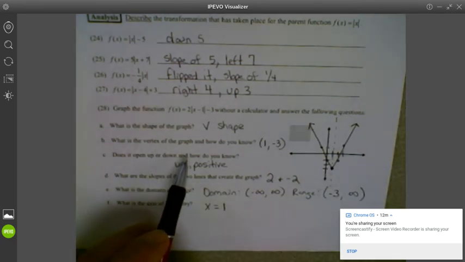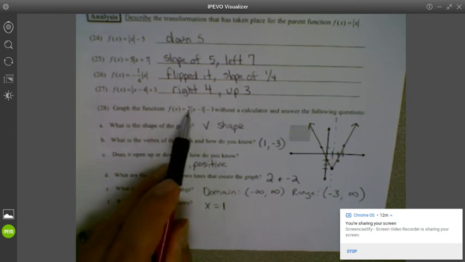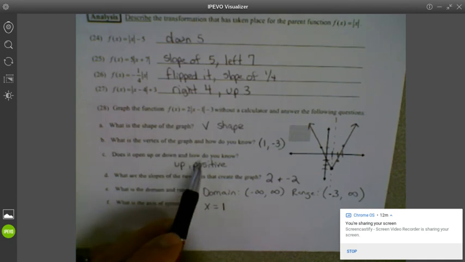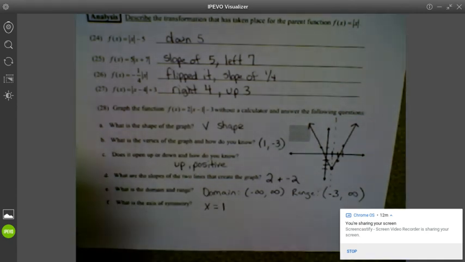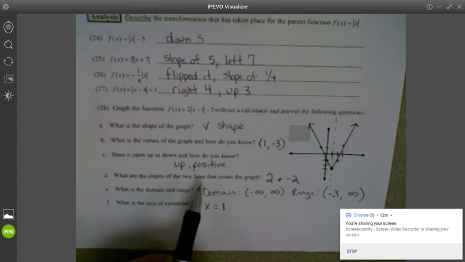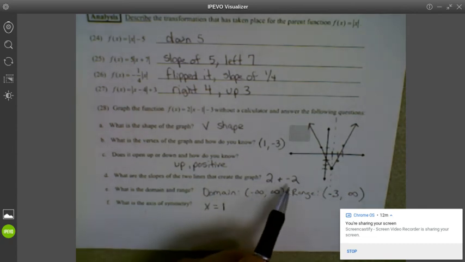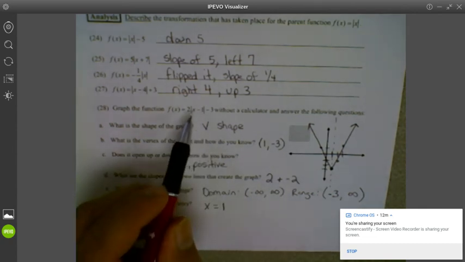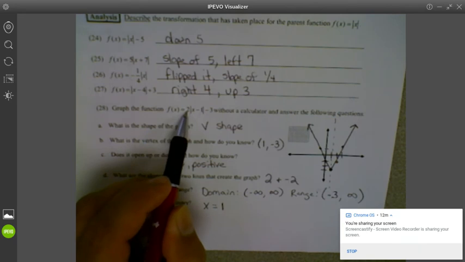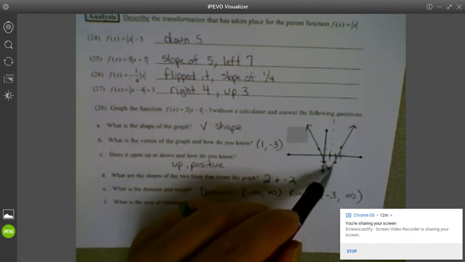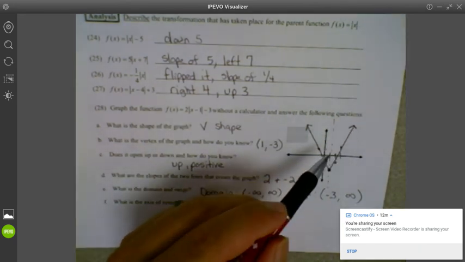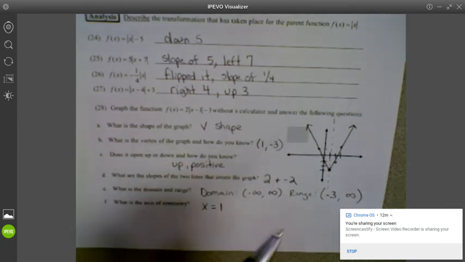This point here is positive 1, negative 3. Does it open up or down? And how do you know? It opens up because we have a positive slope here. We have a positive number in front of the absolute value. If we would have had a negative, it would flip it and it would open down. What are the slopes of the two lines that create the graph? That comes from the number in front, right? So the slope of 2 means you go up 2, and this one means you go up negative 2.